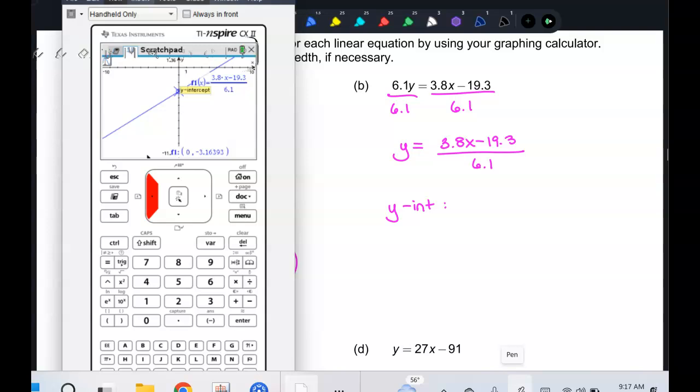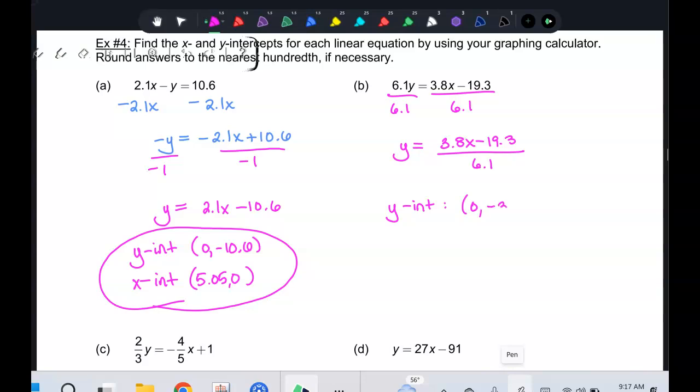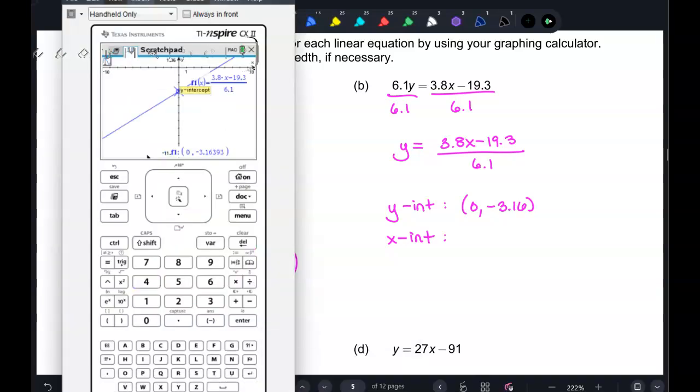3.8x. Do we see that y-intercept? Again, if we're going to the 100th place, it'll be negative 3.16. And then for our x-intercept, it's 5.08. I'm just going to keep clicking to the right. There we go. 5.08. Good.